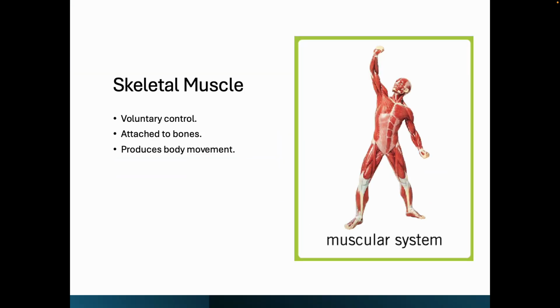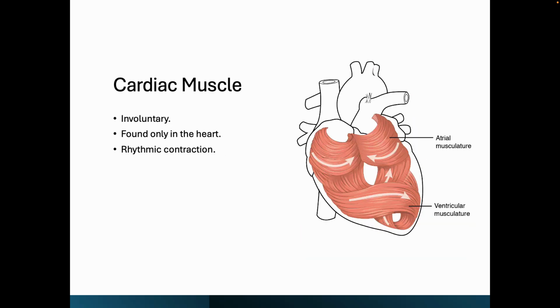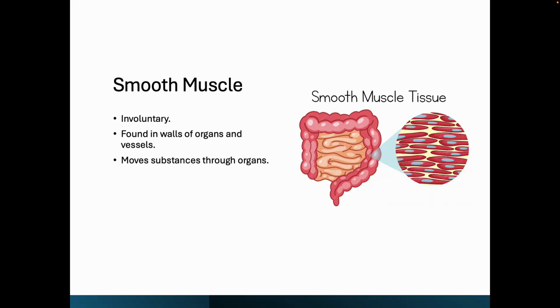Let's break it down. Skeletal is voluntary control. It attaches to your bones and produces movement. Cardiac is involuntary. Thank God. Can you imagine if you had to think every time you had to pump your heart? It's only found in the heart, hence the word cardiac muscle, and it's a rhythmic contraction. Lub-dub, lub-dub. Smooth is involuntary also. It lines the walls of organs and vessels, and it helps move substances through your organs.